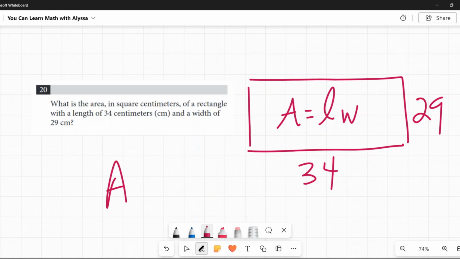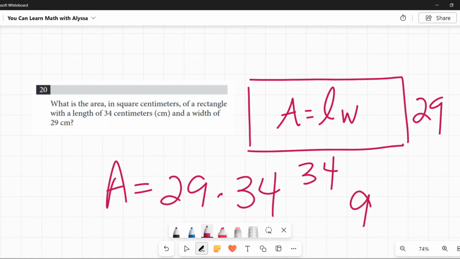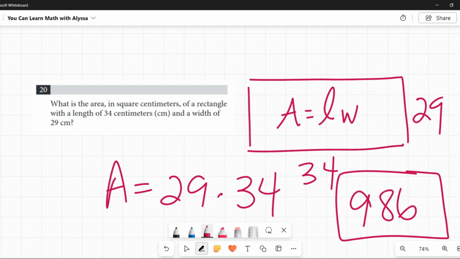There isn't any extra sort of math or variables or anything unusual going on. We just need to multiply. So 29 times 34 is 986. So my answer would be 986 centimeters squared. But because on this test we're having to fill it in, we're not going to write centimeters squared. When we're filling it in, we're just going to write 986. But any other situation, don't forget centimeters squared.